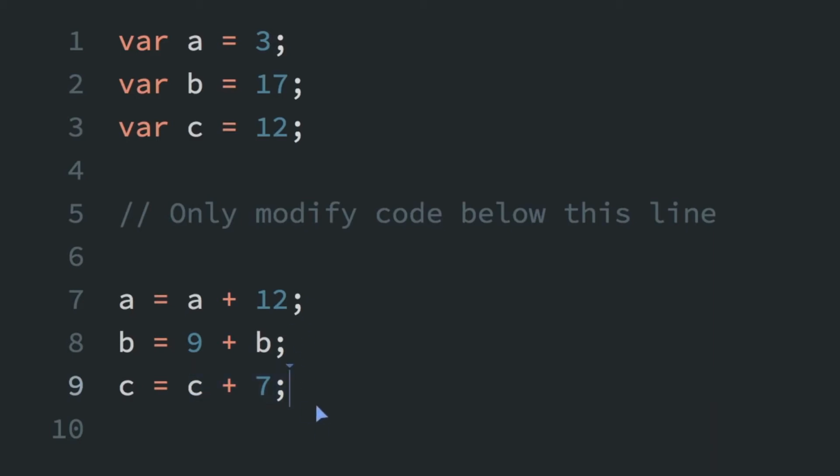This is such a common pattern that there's a shortcut to do the same thing. It's the plus equals operator. So instead of a equals a plus 12, we can do a plus equals 12. So this equals the same thing. Instead of b equals 9 plus b, we can do b plus equals 9. So now we're adding the value to the variable and assigning the answer to that variable. So again, here we can do plus equals 7. So that's just a shortcut.